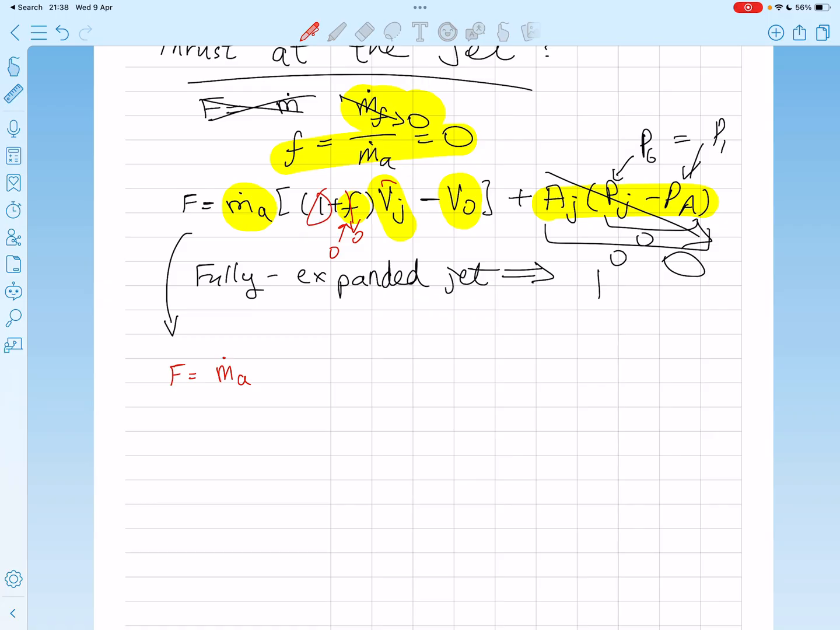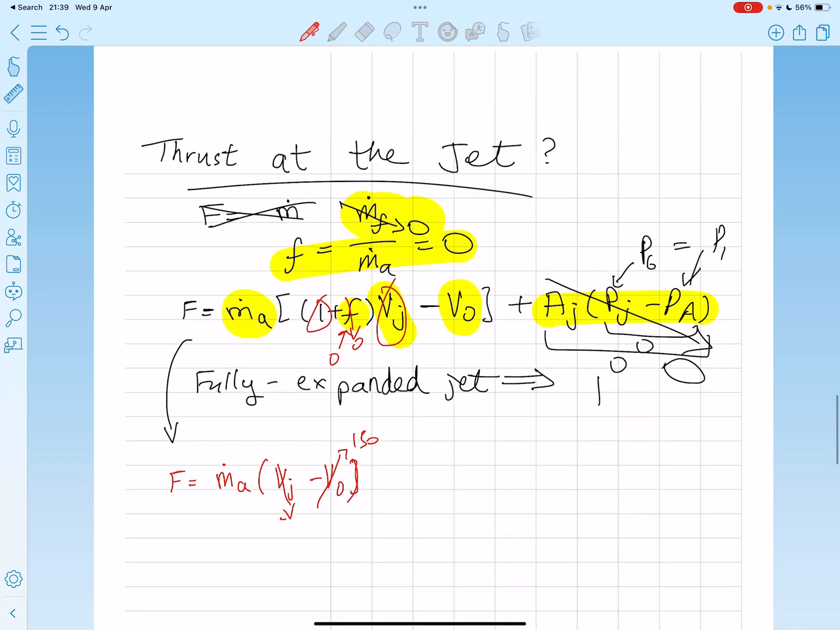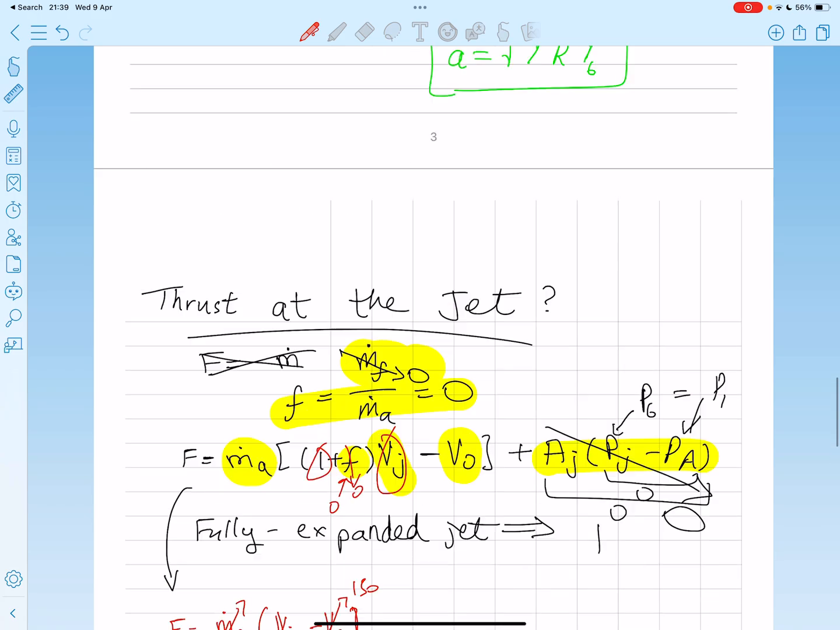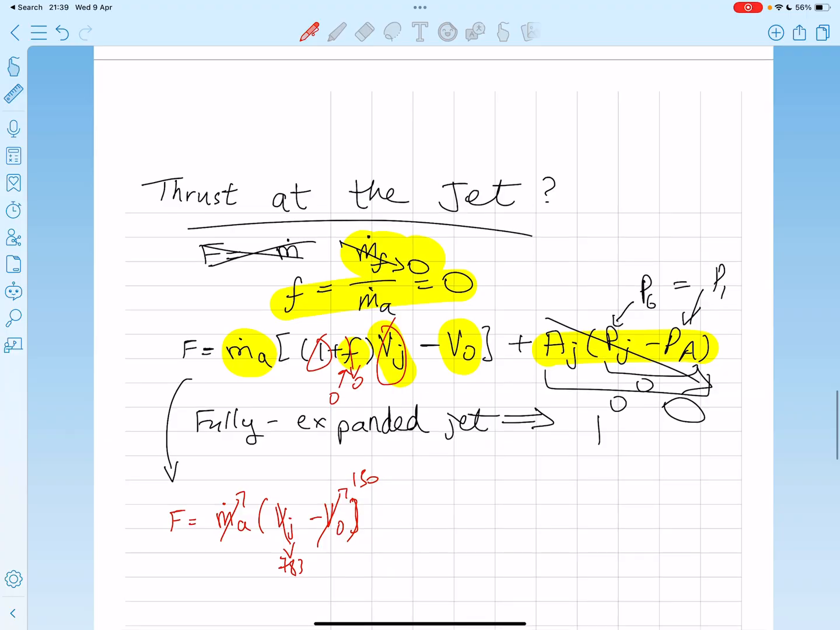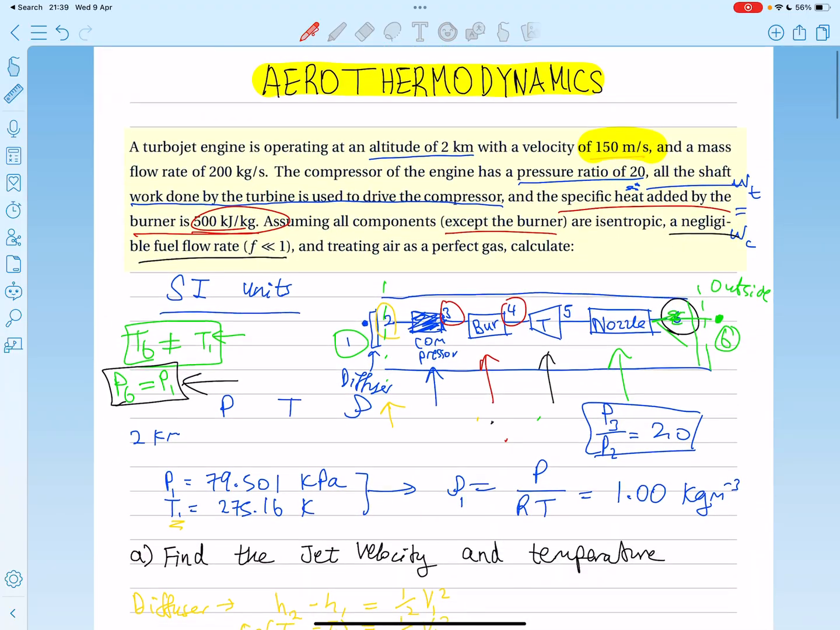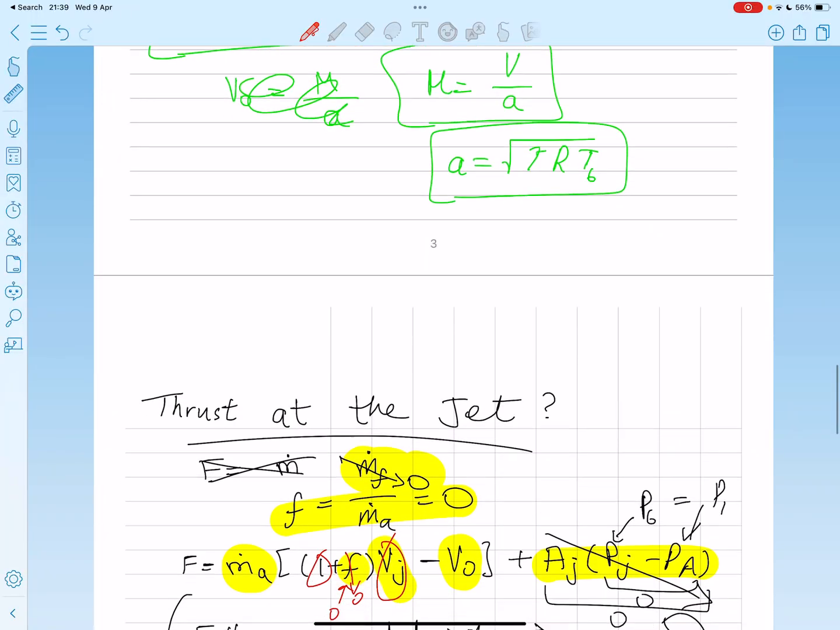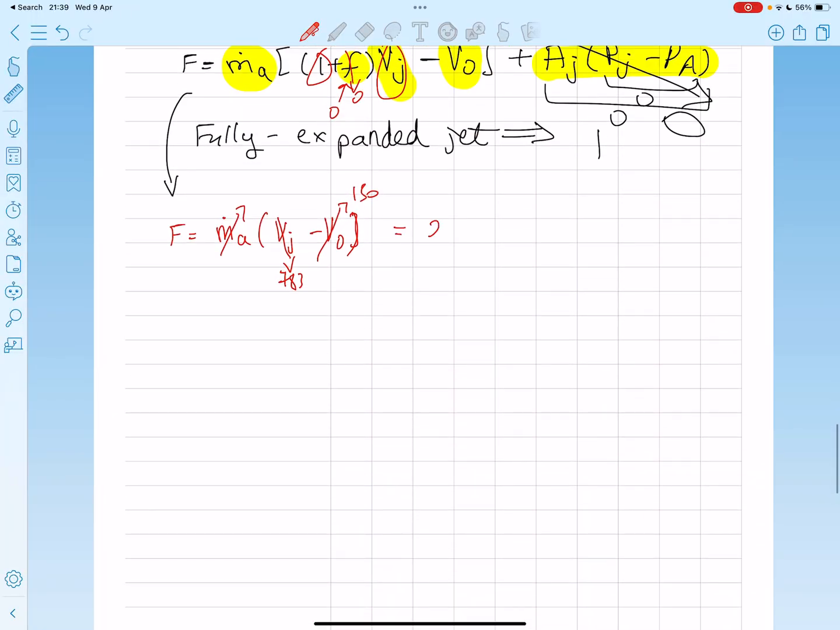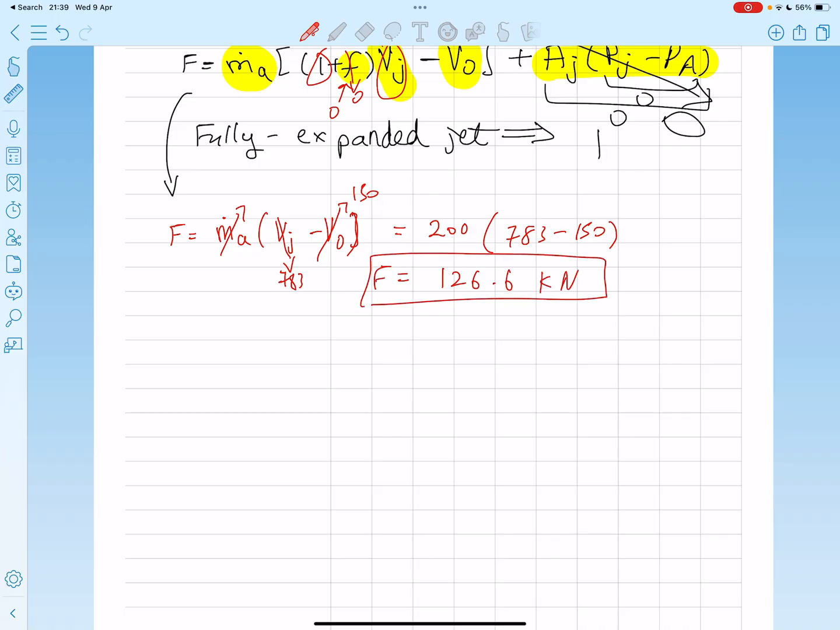So this is just Vj minus Vo, which is 150. This is, we found as 783. Mass flow rate of air. Well, this is given in the question. 200. So 200 times 783 minus 150 comes out as 126.6 kilonewtons.